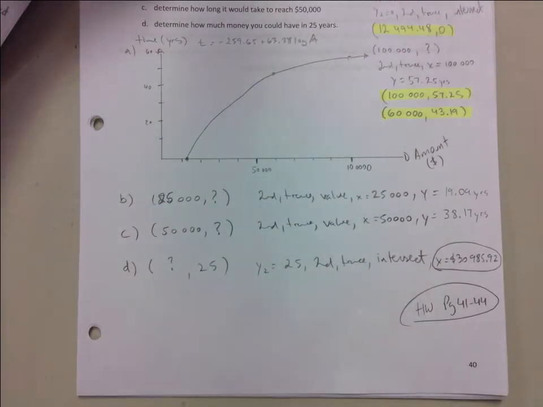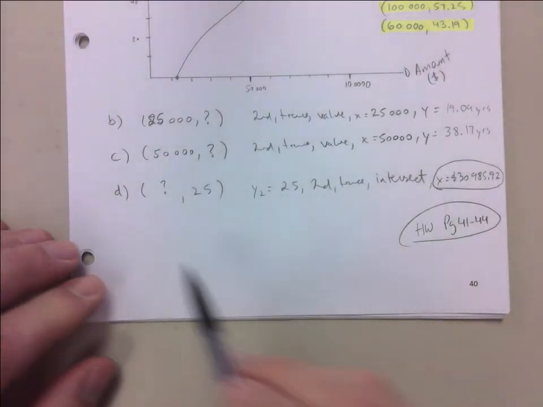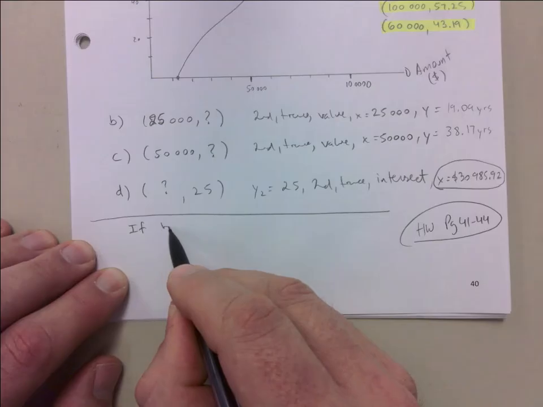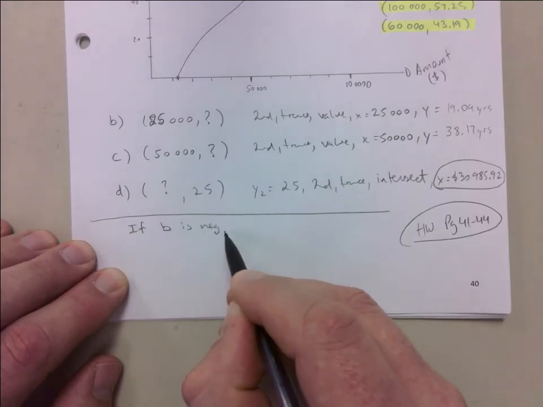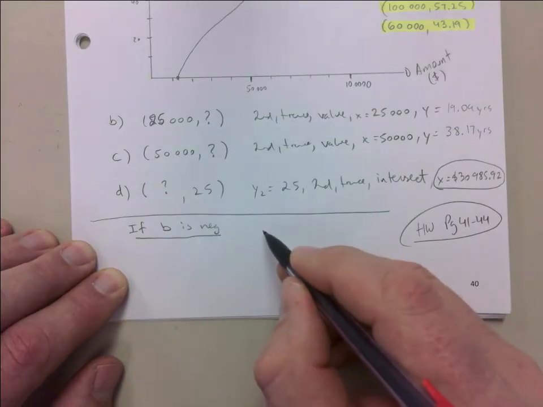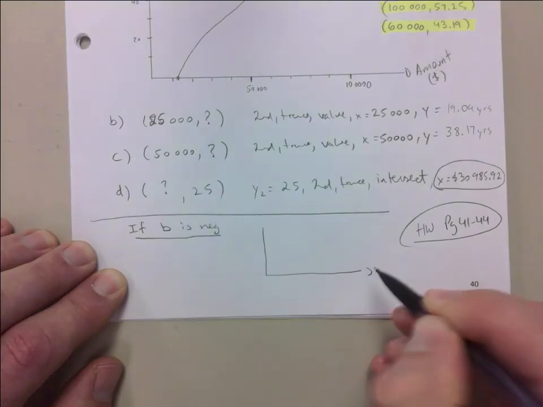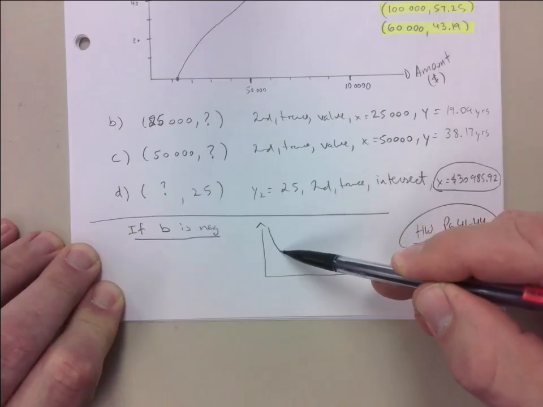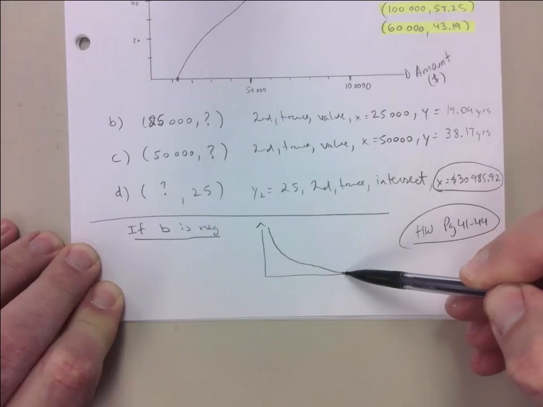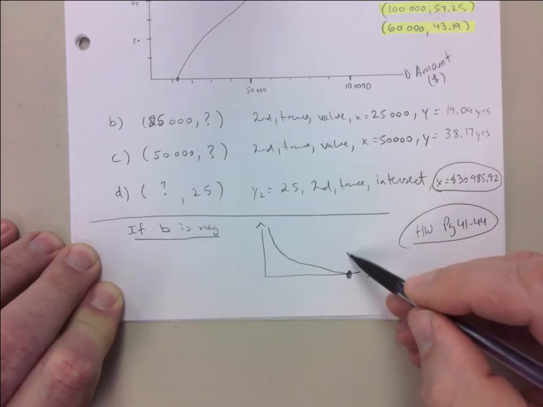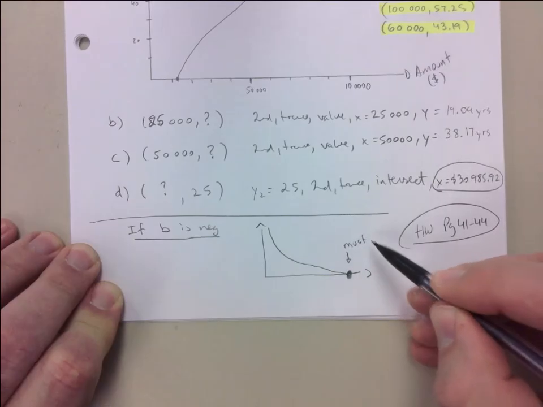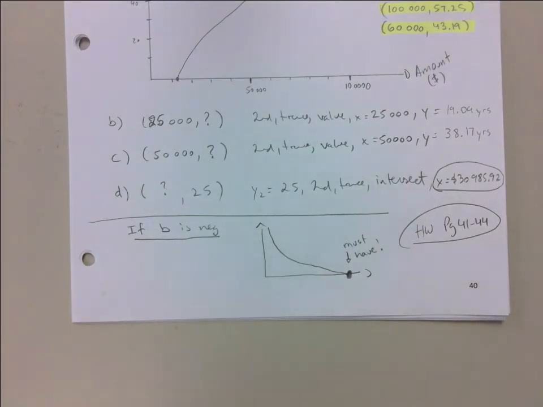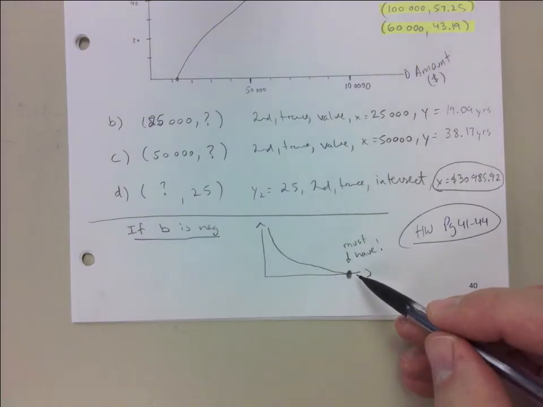Let me give you a heads up here. At the bottom of this page, if B is negative, and you have a word problem, you will expect something like this. The graph will go this way, and at some point it's going to hit the x-axis. You must have your x-intercept. No matter which scenario you have, it's a must-have.